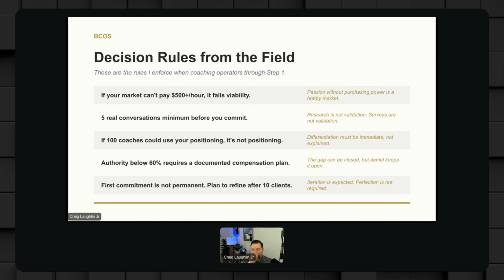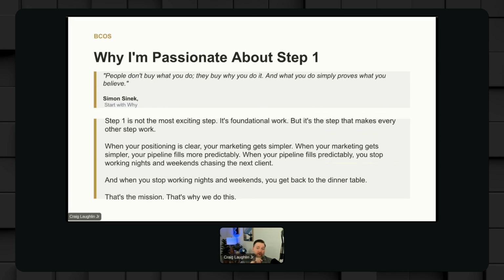Hormozi said in a podcast once, replicate before you iterate, right? Iteration is expected, right? You're going to iterate when you have data. Simon Sinek wrote that people don't buy what you do, they buy why you do it. And what you do simply proves what you believe.